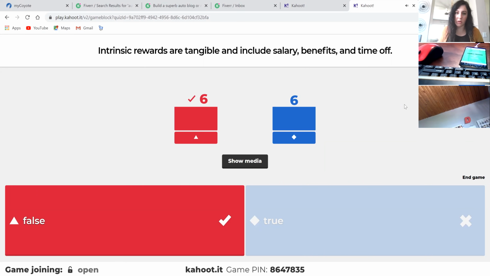So the intrinsic rewards are intangible. Okay, so that means the intrinsic rewards you would get would be like, good job. Wow. Couldn't have done it without you. Great. You're really working well. Stuff like that. Okay. So they're not tangible stuff. The extrinsic rewards are tangible stuff. And that's like the actual physical stuff that you can get, like money. Okay.